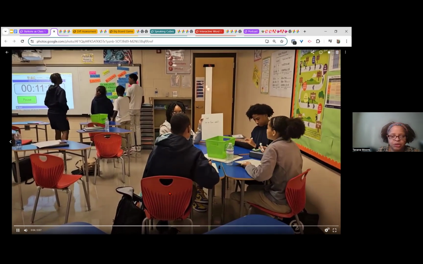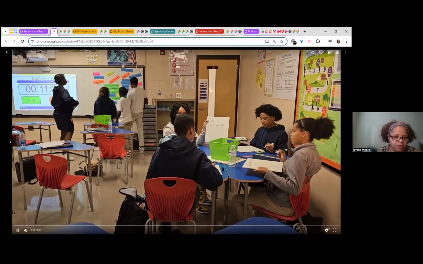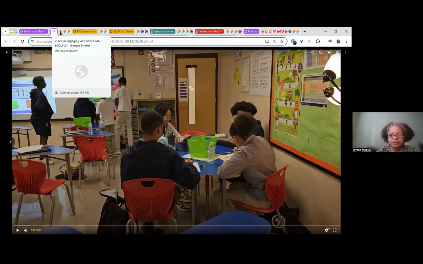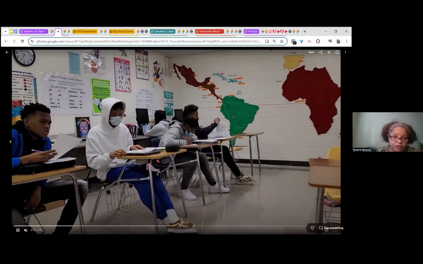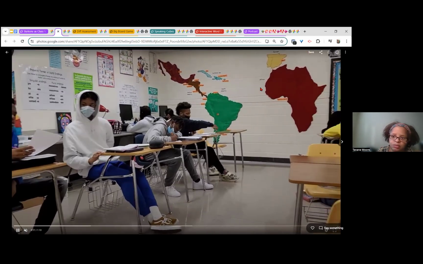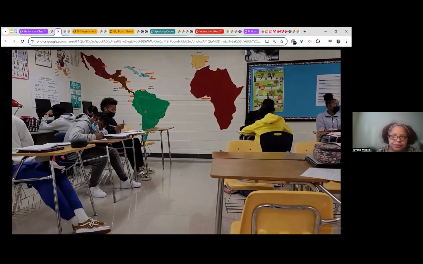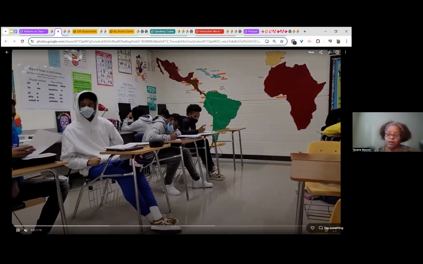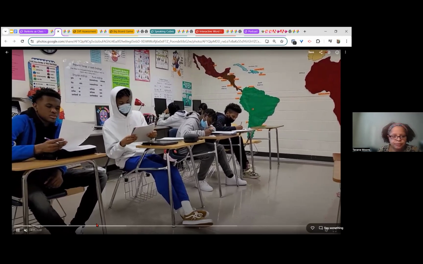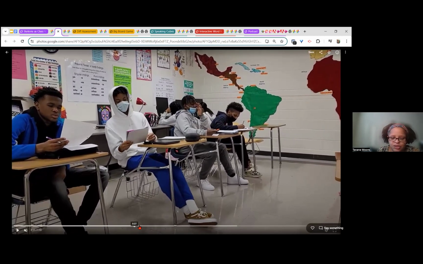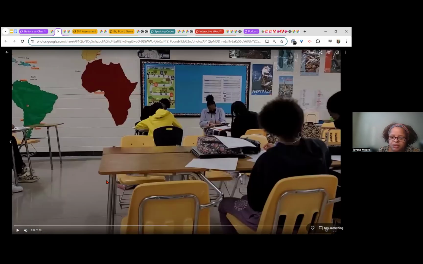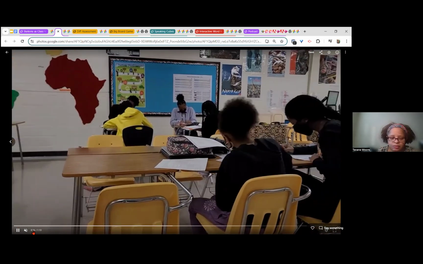So these students are doing their work right there. We have the word wall up there. And then this was during COVID when we came back in the building. I have anchor charts around the room. We do use the big wall map, and we have acronyms to help remember those countries. As you can see, they're all actively working.